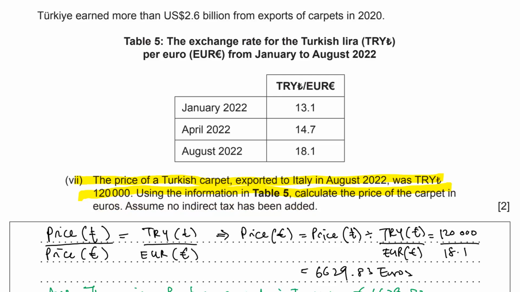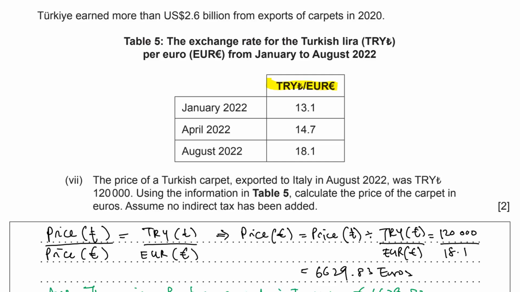So the way we do this is we essentially take the price of the item in Turkish lira and we multiply it by the exchange rate, and that's going to give us the, multiply or divide by the exchange rate, right? Depending on how you set this thing up, and that's going to give us the equivalent price in euros. So this is where it gets a little bit tricky. Like here, we've been given the exchange rate in Turkish lira to euro.